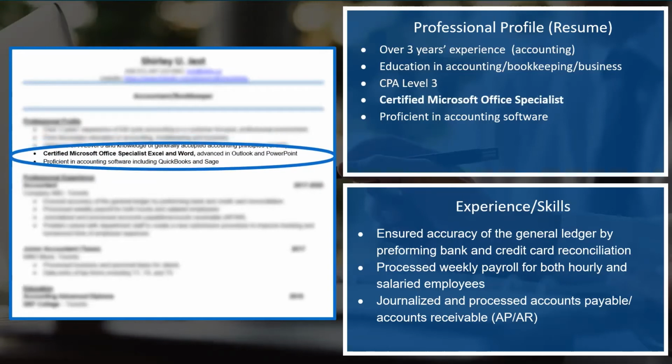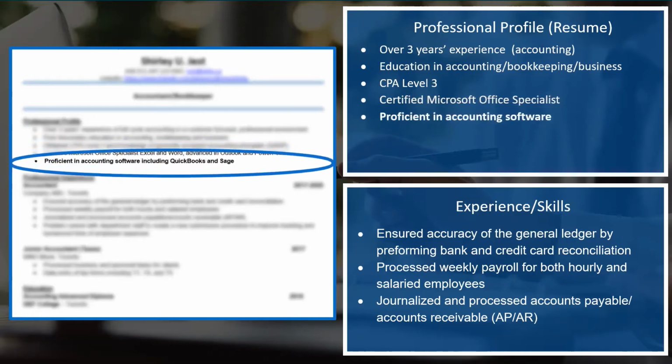She then goes into detail on what the Microsoft Office Specialist certificates were. So they were for Excel and Word, and then mentioned that she has advanced knowledge of Outlook and PowerPoint. She then talks about the accounting software that she has, and she mentions what she does have, QuickBooks and Sage. There might be a new application or new program that this particular employer has, but these are the two that she has experience with.